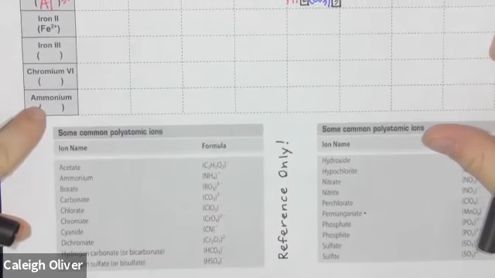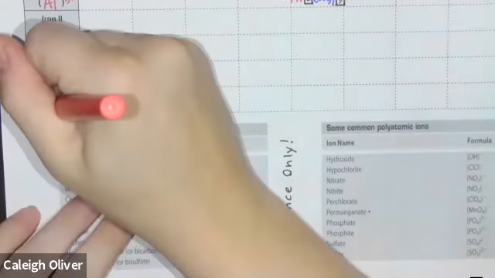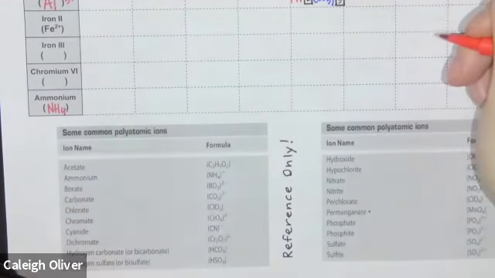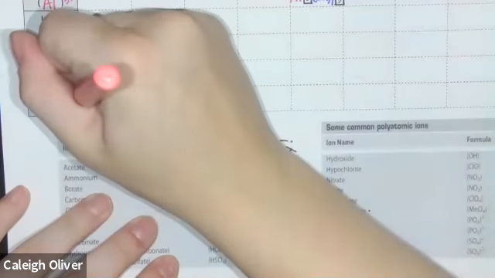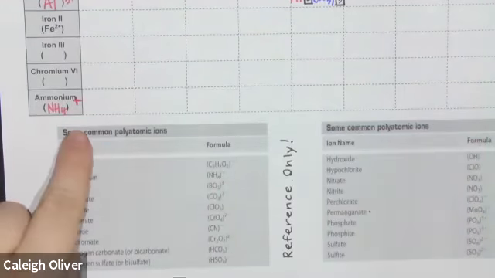Be careful with ammonium. This is the one that has that positive charge. NH4, 4 hydrogens, 1 nitrogen, and that positive charge on the outside.